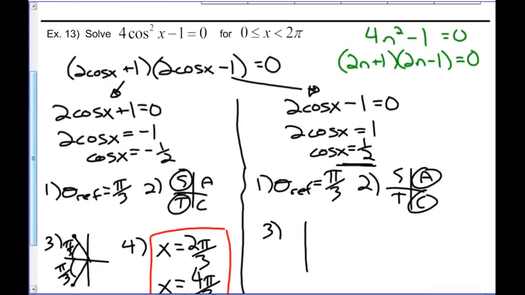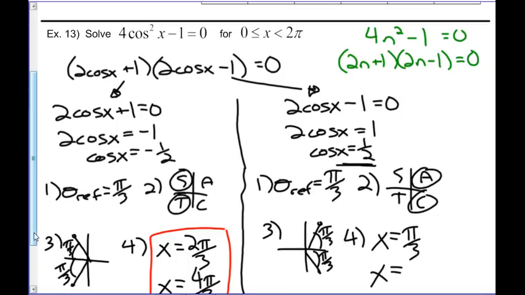I'll sketch them. Pi over 3 and pi over 3. Okay, that means I have solutions of pi over 3. And this last one we'd think of as 2 pi minus pi over 3, which would be 5 pi over 3.